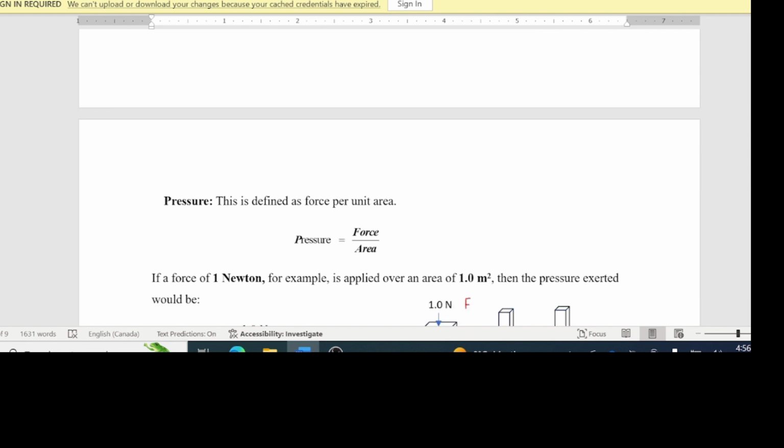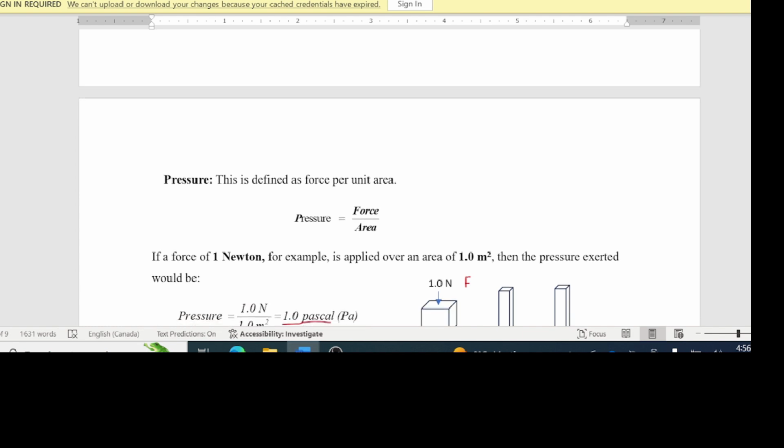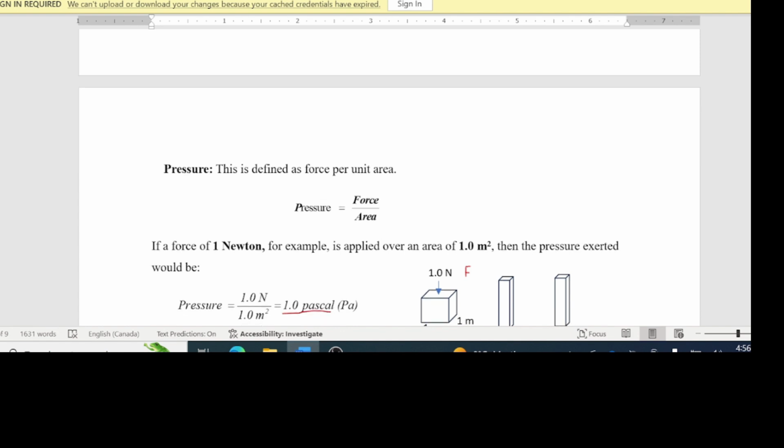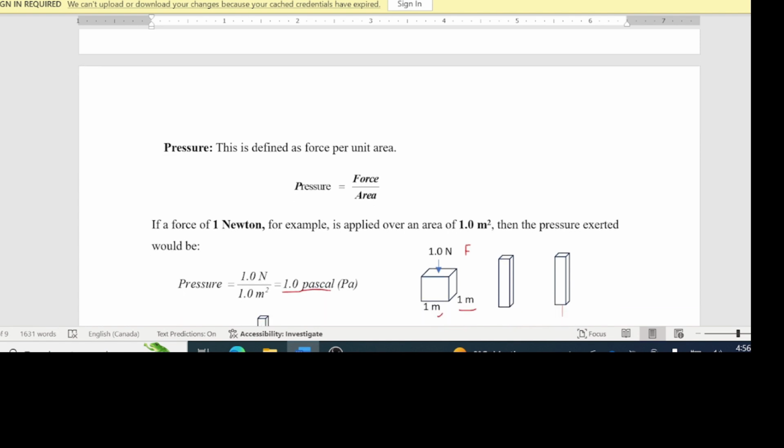If a force of 1 Newton, for example, is applied to an area of 1 meter squared, then the pressure exerted on that 1 meter squared will be equal to this. You take the 1 Newton and divide it by 1 meter squared, and the pressure is expressed in Pascal, okay? 1.0 Pascal. So here is a block, for example, that has a force of 1 Newton on an area of 1 meter squared. Then this is the pressure that will be felt by the surface beneath it.